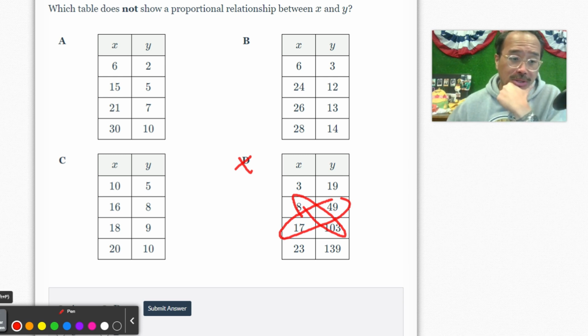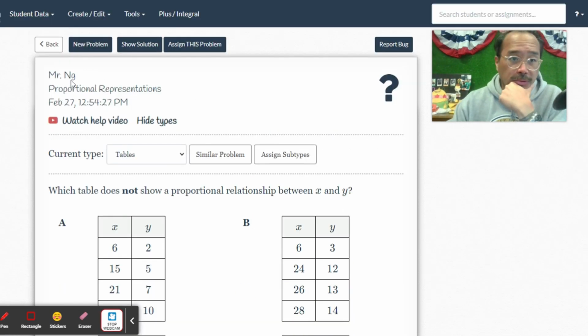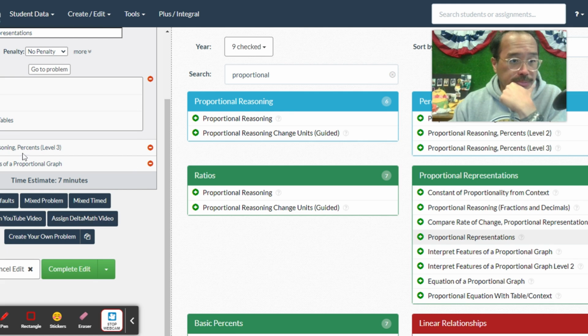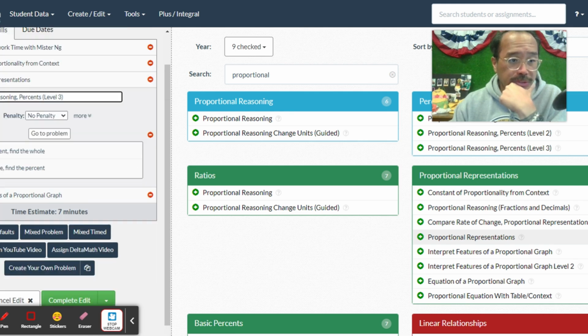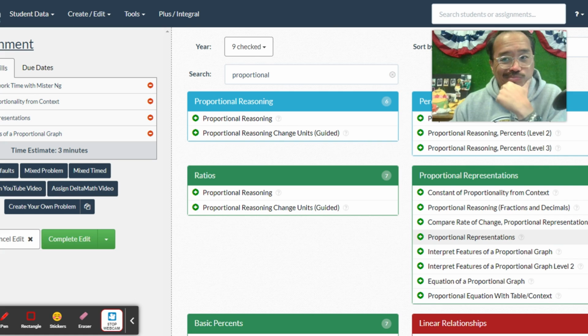Okay. All right. So let's go back. Let's see. What's another question you can do? Proportional reasoning. Oh, you don't have to do this anymore. Let me just delete this right now. That's not on the test. Okay. I'm not going to put it in the homework.